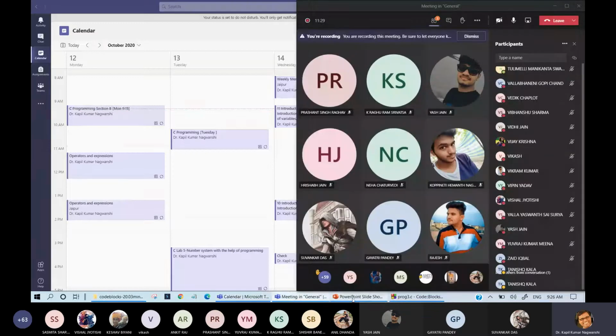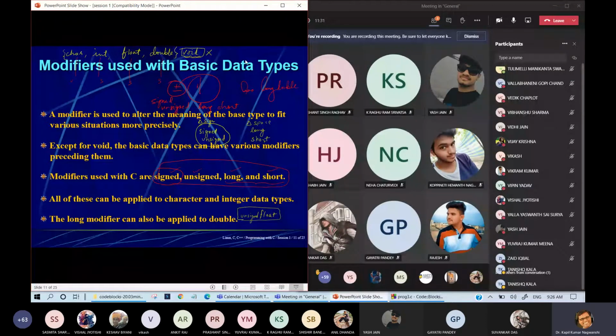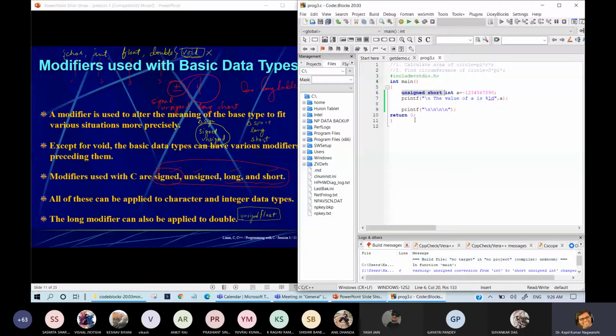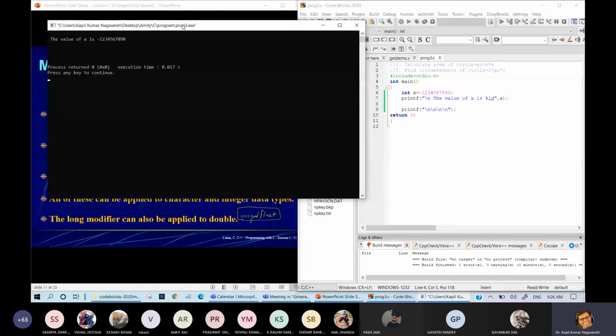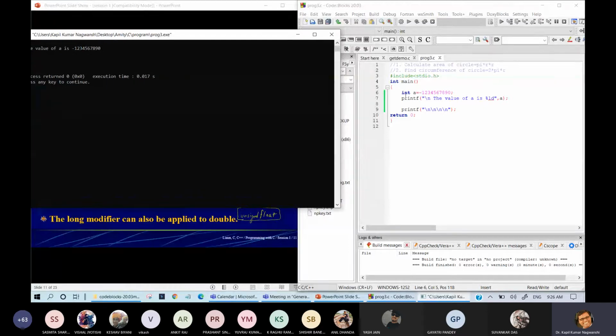Yes. So let me explain once again the same program. This program is for, initially we have used this integer a, and the value of a is written like this. If we are running this program, this will produce you correct output. Why? Because the size of integer is very high.